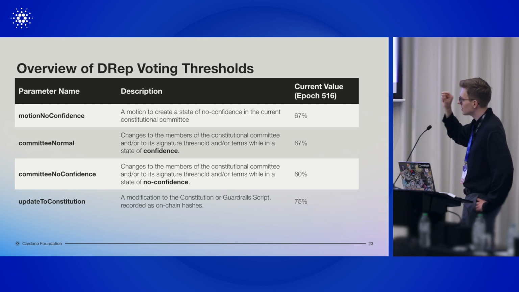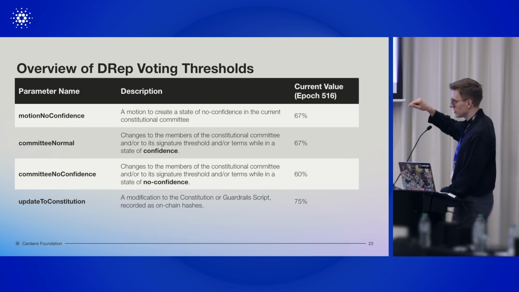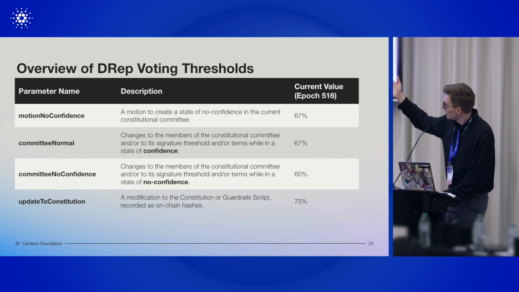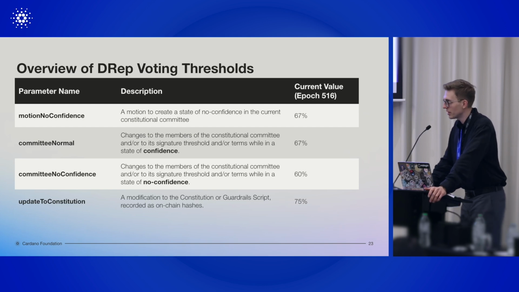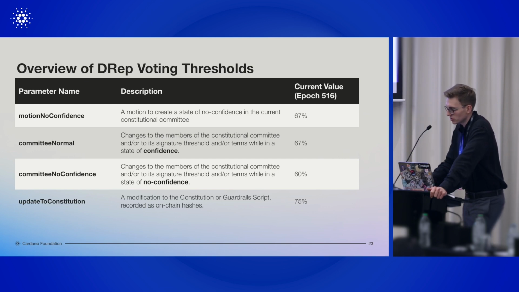I mean, let's speed up a bit, but we have the motion of no confidence, the committee normal update, which is 67% of the active DReps, so the stake that is considered active. That means it's delegated to active DReps or the no confidence DReps. That needs to be 67% of this total amount. Then the committee no confidence. This I need to explain a bit because we have committee normal and committee no confidence. When we think about the constitutional committee, there can be 2 states of that committee. You can have the committee in confidence, let's call it the normal state, and then you can have it in no confidence, which means that the motion of no confidence governance action was proposed, was ratified, and then enacted.